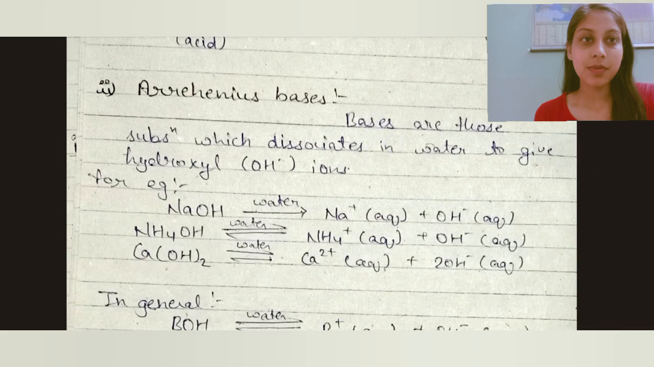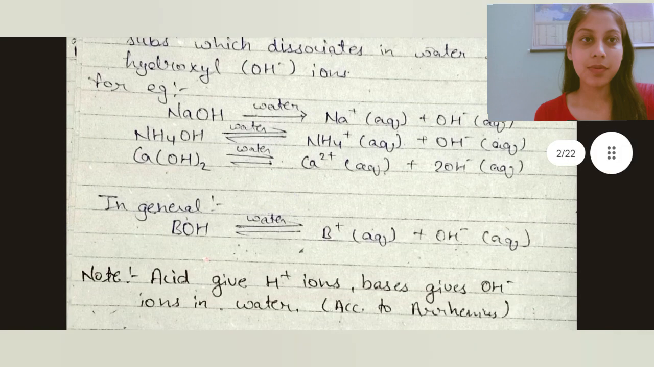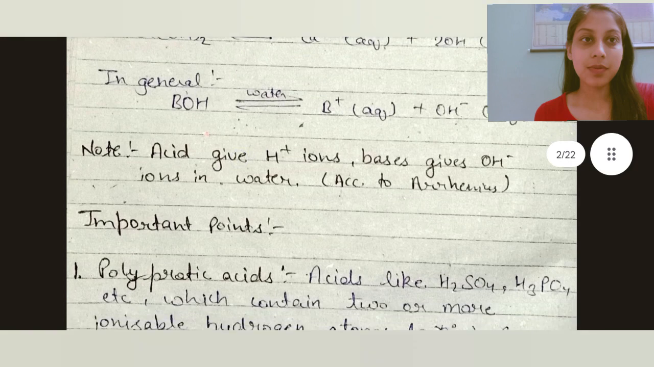Now, what is an Arrhenius base? Bases are those substances which dissociate in water to give hydroxyl ion. NaOH gives Na+ and OH-. NH4OH dissociates into NH4+ and OH- ion. Ca(OH)2 when dissolved in water gives Ca2+ plus 2OH- ions. In general, we say BOH gives B+ plus OH- in aqueous medium. Note, acid gives H+ ion, base gives OH- ion in water.